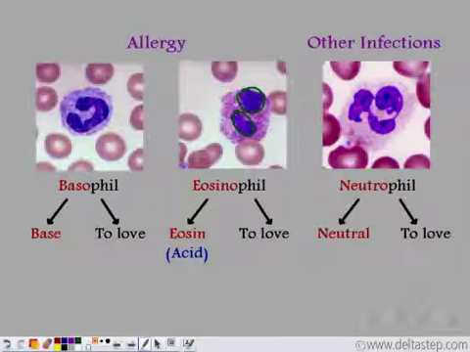And then there is a third kind of white blood cell known as the neutrophils. The neutrophils have a multilobular nucleus. Neutro comes from the word neutral, that is, it gets stained with neutral dyes. So during allergies, basophils and eosinophils provide protection, and in other cases, during other infections, the neutrophils provide protection to the body.